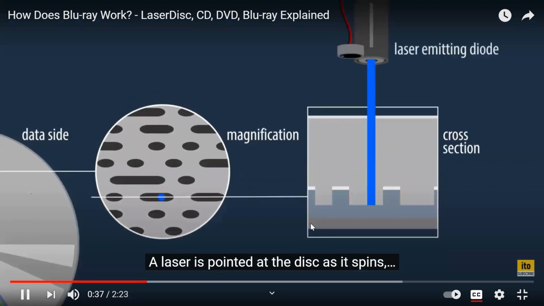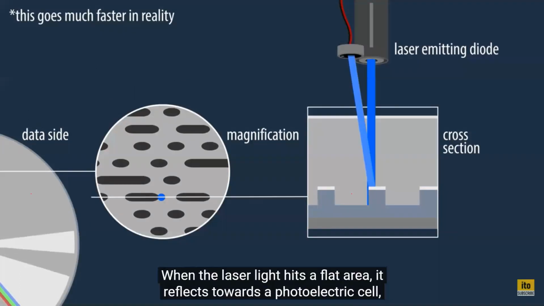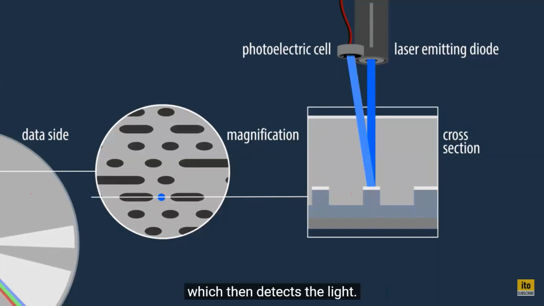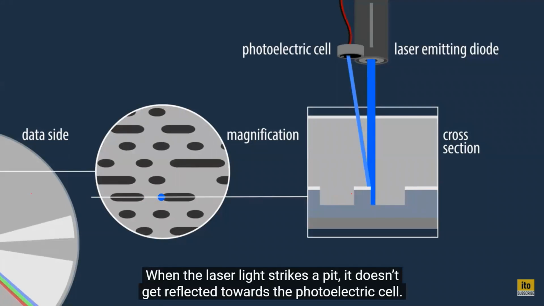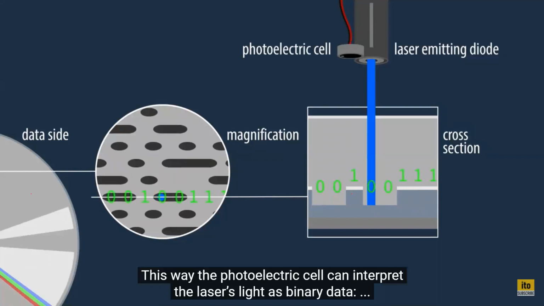A laser is pointed at the disc as it spins. When the laser light hits a flat area, it reflects towards a photoelectric cell, which then detects the light. When the laser light strikes a pit, it doesn't get reflected towards the photoelectric cell. This way, the photoelectric cell can interpret the laser's light as binary data.